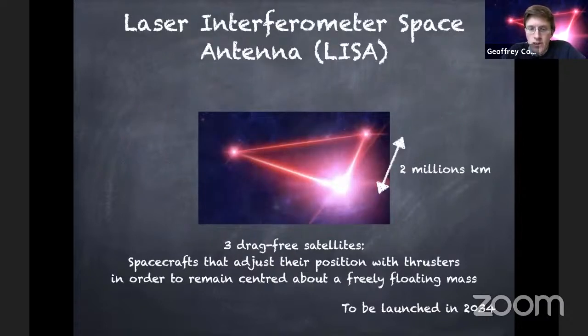An example that uses such frames is LISA, the Laser Interferometer Space Antenna, which will be launched in 2030-34. So you have three drag-free satellites. So you have spacecraft that adjust their position with thrusters to remain centered about a freely floating mass, which is in the center of the spacecraft. And these centers are freely falling, and then the idea is to measure the distance between these freely falling frames, which will change due to the gravitational waves.